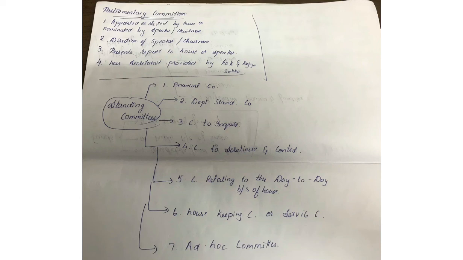Seventh one, we have ad hoc committees. Ad hoc committees come based on the need of the hour. For example, if any particular law needs to be passed, then obviously that particular kind of committee is set up to see how efficiently it can play a very important role. So guys, this is mainly about the standing committees.